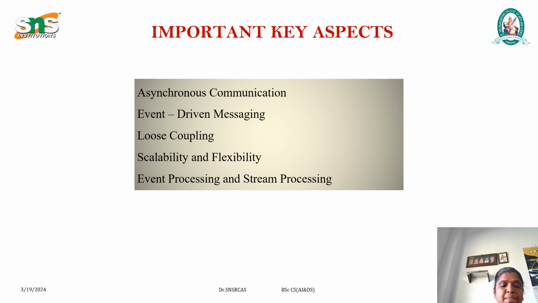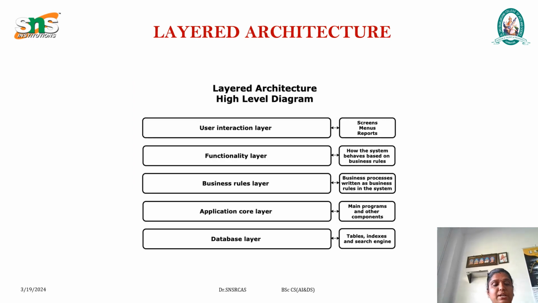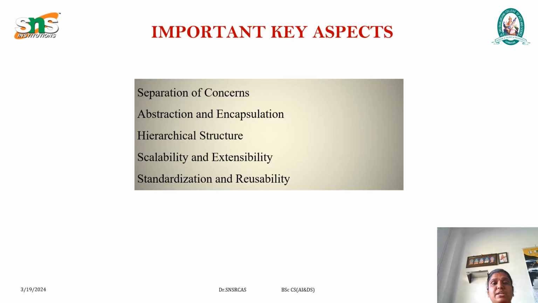Event processing and stream processing involve processing events in real-time or non-real-time to derive insights, trigger actions and update system state. Event processing involves analyzing, filtering and aggregating events to extract meaningful information or detect patterns. Layered architecture. These are all the key aspects of layered architecture. Separation of concerns. Layered architecture promotes the separation of concerns by dividing the system into logical layers, with each layer focusing on specific aspects of functionality.